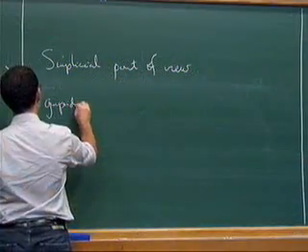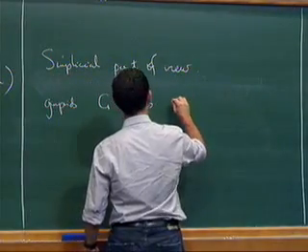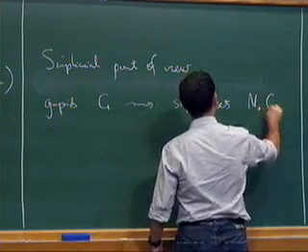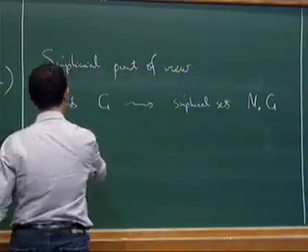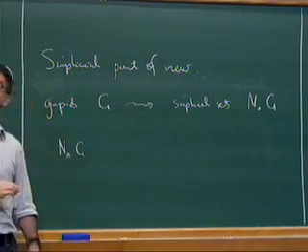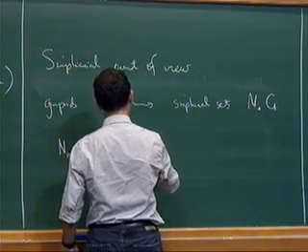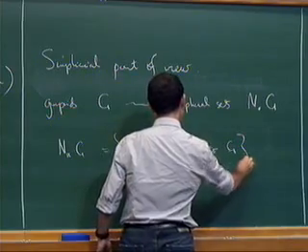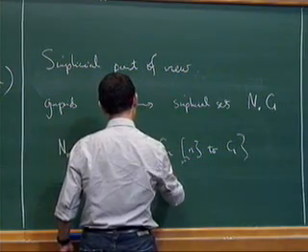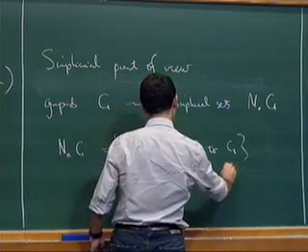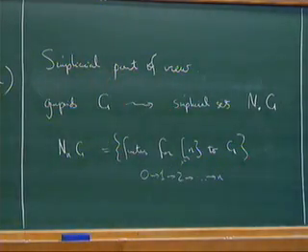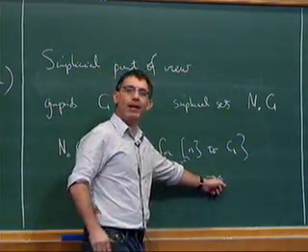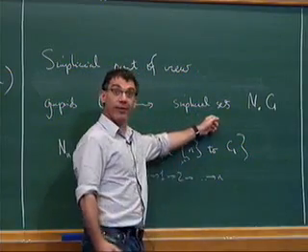Groupoids G go to simplicial sets. So we have the nerve of G, and the n-simplices of this nerve are functors from [n] to G, where [n] here is this small category. So that's one point of view. It's a sequence of objects with morphisms between them. And we can completely reconstruct the groupoid from this simplicial set.